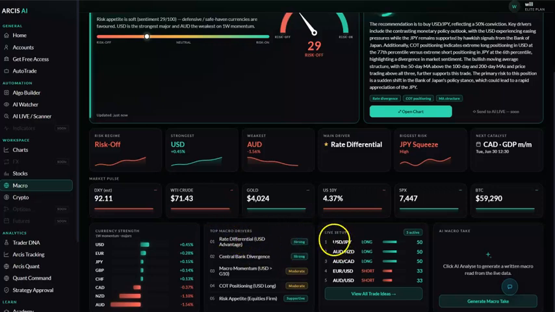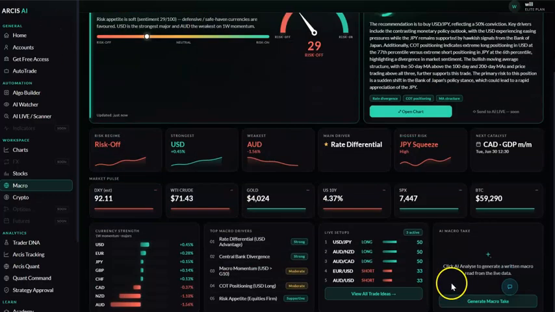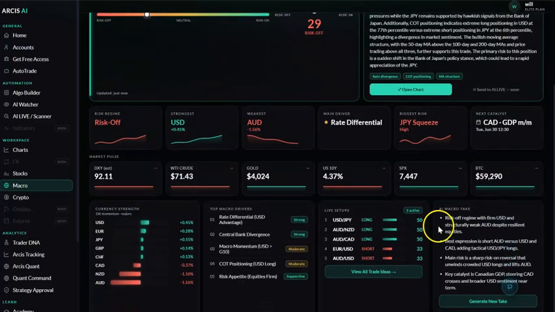This is just the macro drivers, and then this is the live trading setups. And then we have the generate macro trades that will take all the information from the macro desk tabs and generate ideas. And it just gives us a breakdown of what's going on in the market.